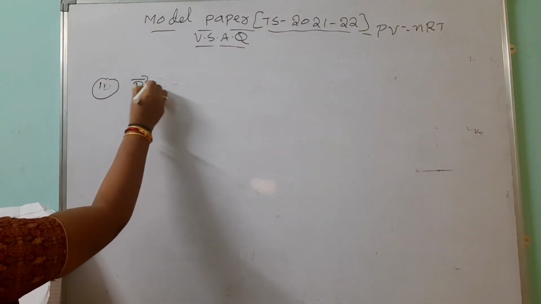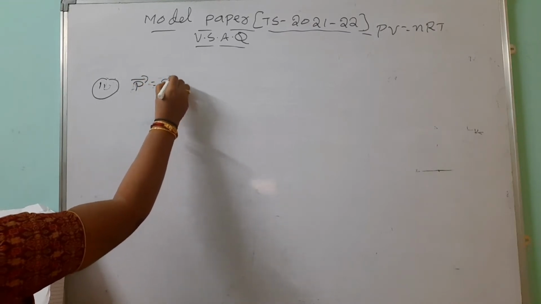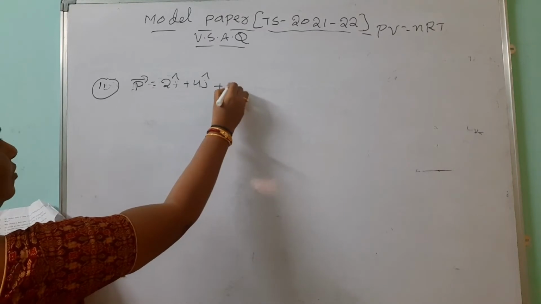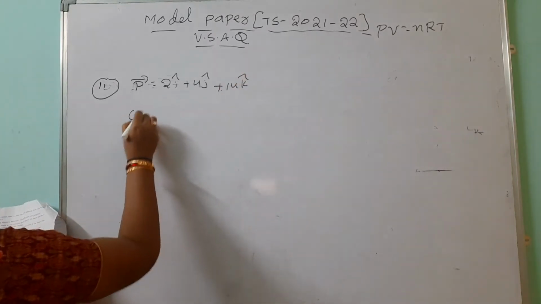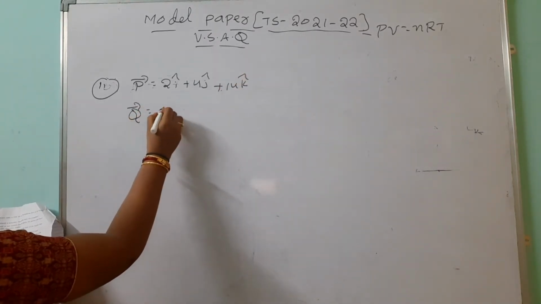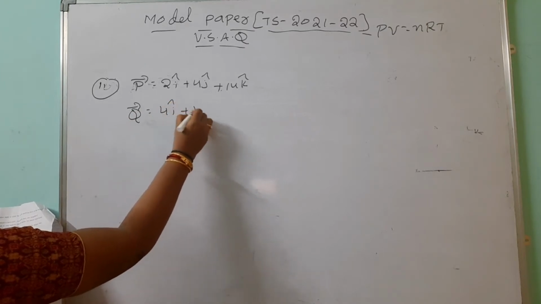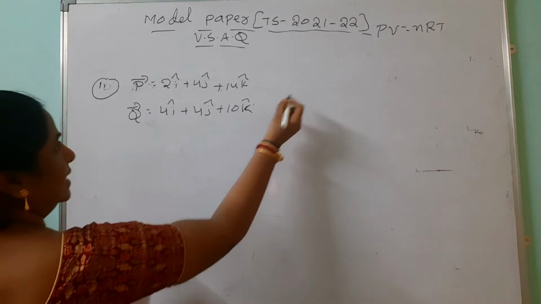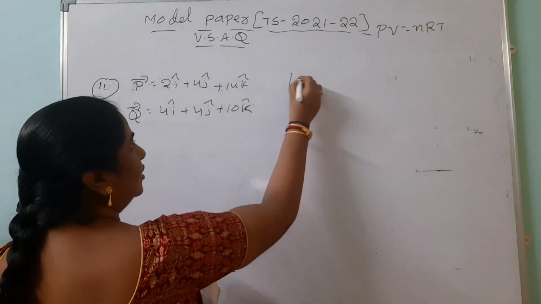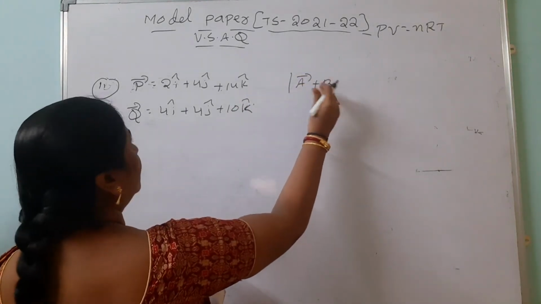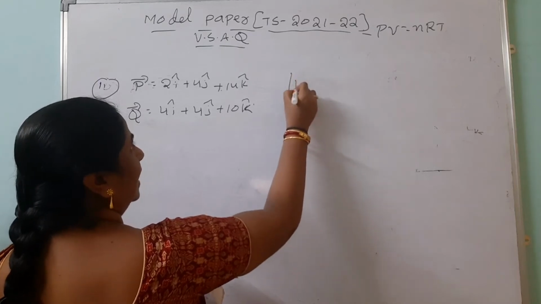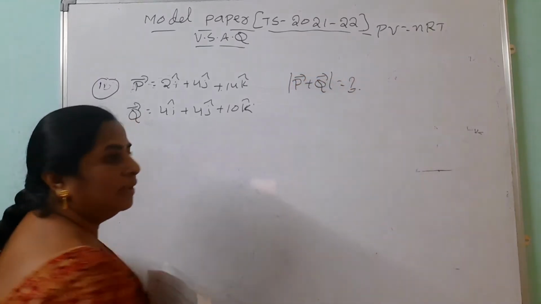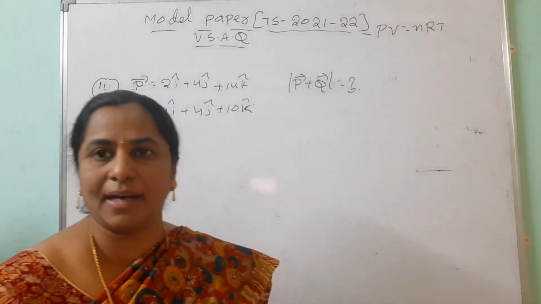See, P bar equals 2i cap plus 4j cap plus 14k cap. Then Q bar is how much? 4i cap plus 4j cap plus 10k cap. The question is, find the magnitude of P bar plus Q bar. So we should add P bar and Q bar.